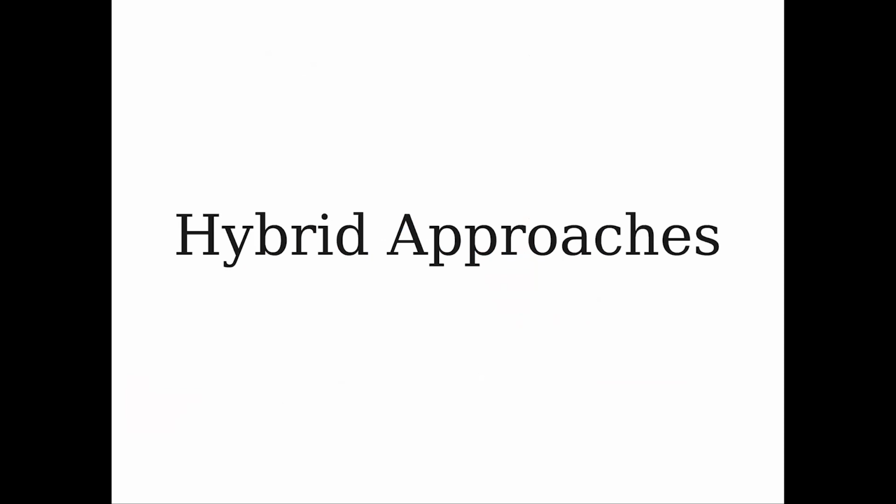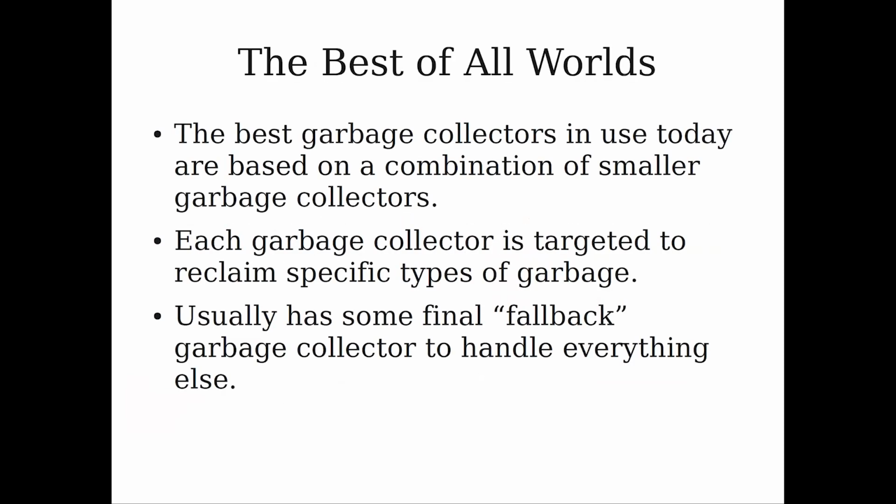Finally, what do practical garbage collectors do? I don't think I will have the time to cover it completely. Practical garbage collectors have what is called a series of garbage collectors, based on a combination of smaller garbage collectors. Each targets specific types of garbage, and there is a final fallback garbage collector which looks at everything. Generally this final fallback is mark and sweep, because it is one of the most precise garbage collectors. Stop and copy is as precise, but it wastes a lot of memory.